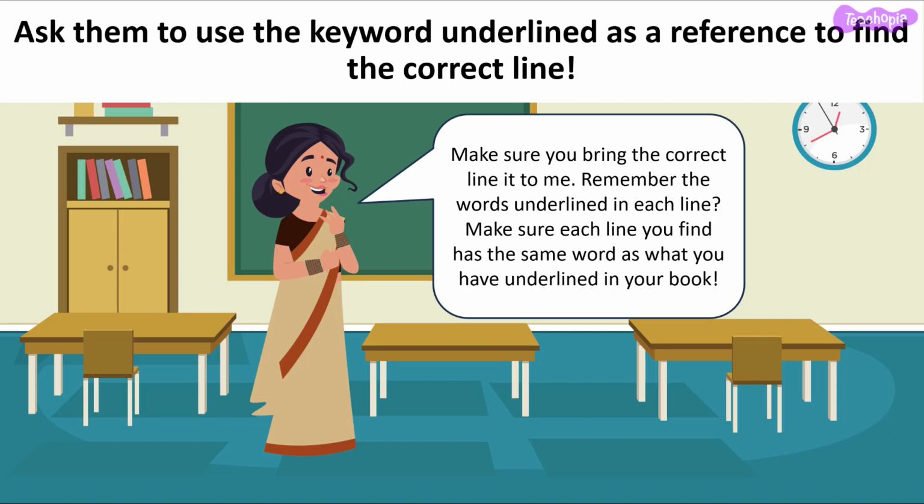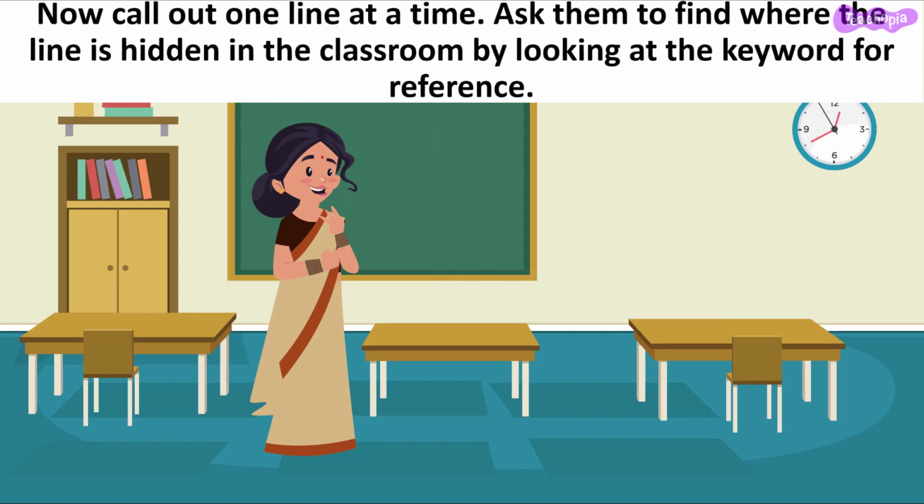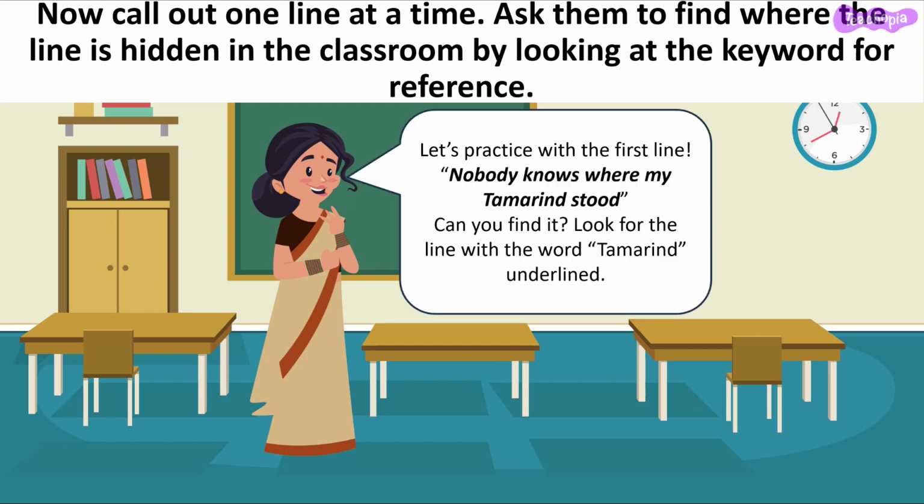Now call out one line at a time and ask them to find it by mentioning the keyword in that particular line. Give them the first line as an example if required. Let's practice with the first line. Nobody knows where my tamarind stood. Can you find it? Look for the line with the word tamarind underlined.